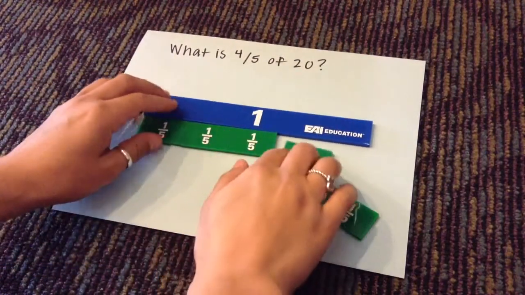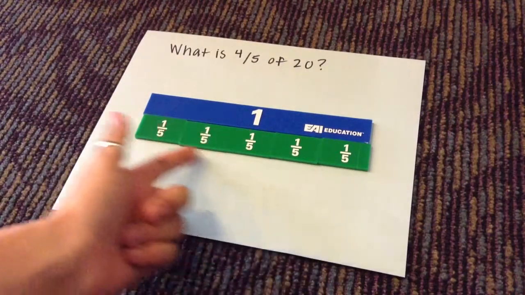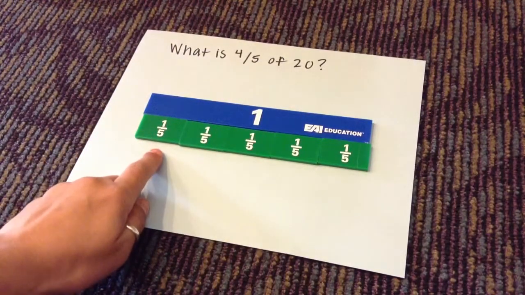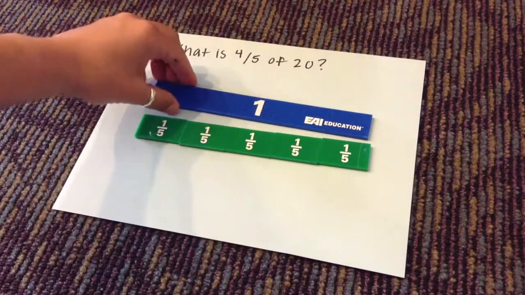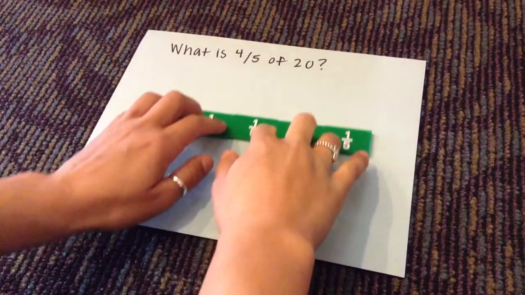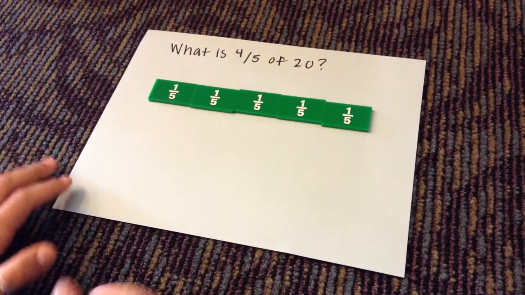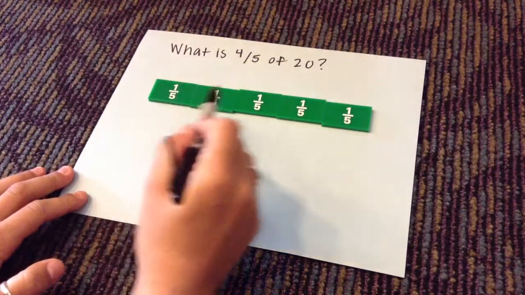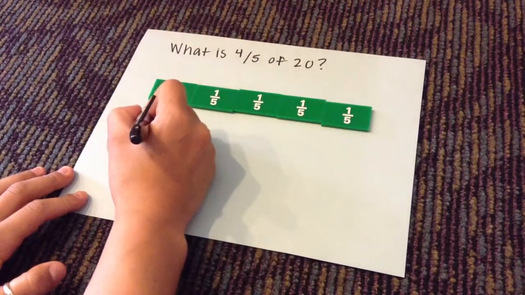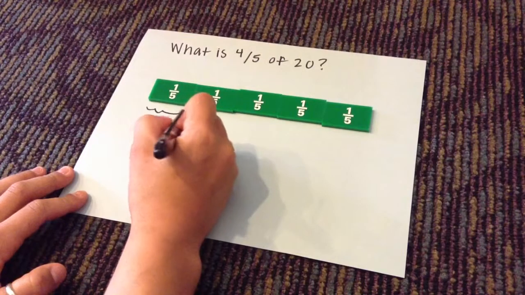We can see that this shows 5 equal-sized parts, size 1/5. We can move that because we know this is equal to 1 whole. See that it's 1/5 for each part. And we saw by doing it with the color counters that for 1/5 of 20, each of these units will be 4 units.